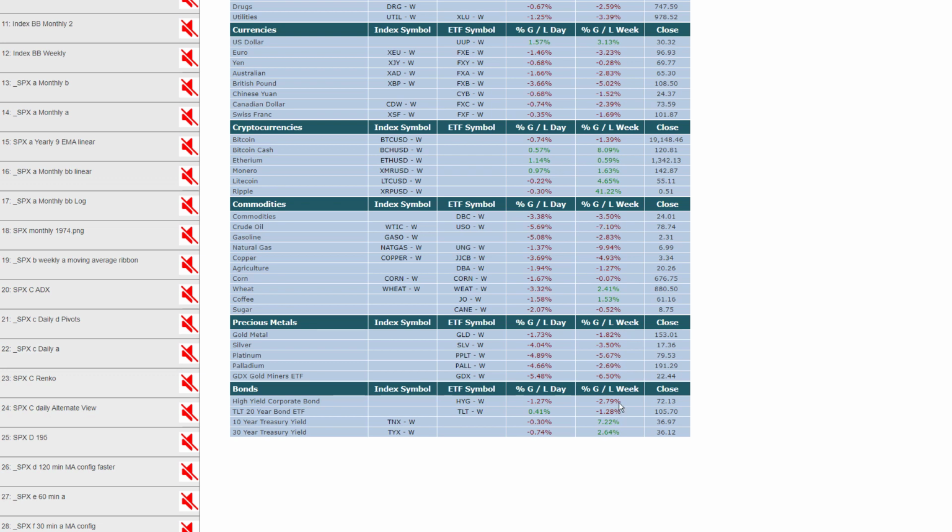And of course, you can see the movement in bonds here. High yield corporate strongly down with the market. TLT down. 10-year, 30-year yields strongly up. 10-year treasury yield up at almost 3.7%.